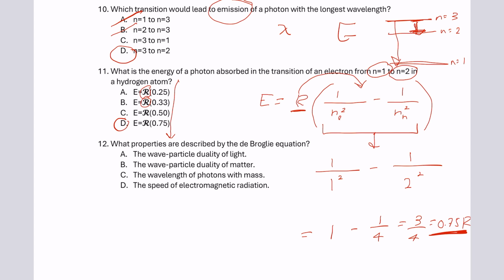Now, the de Broglie equation describes the wave-particle duality of matter, and it demonstrates that particles with mass, such as electrons, can exhibit wave-like behavior. And this idea was fundamental in the development of quantum mechanics because it showed that not only does light exhibit both wave and particle properties, but matter itself also has an associated wavelength when in motion. So the correct answer here is going to be B. The de Broglie equation shows the wave-particle duality of matter.